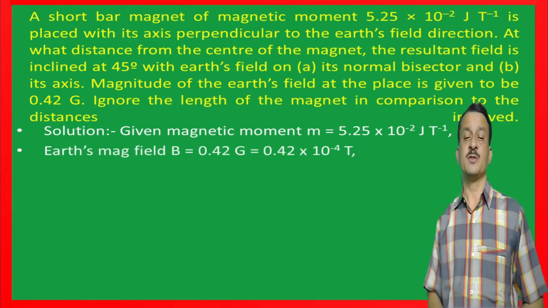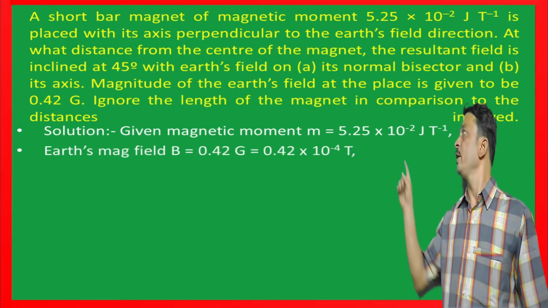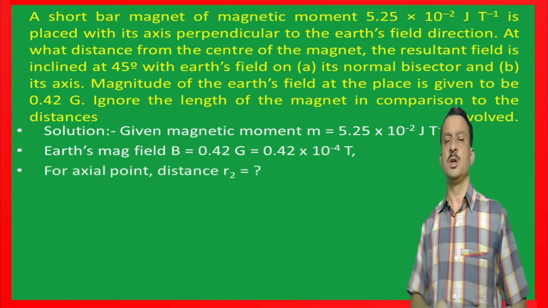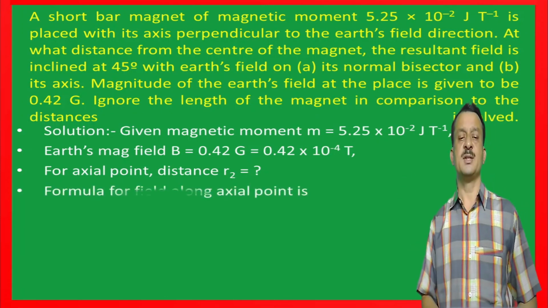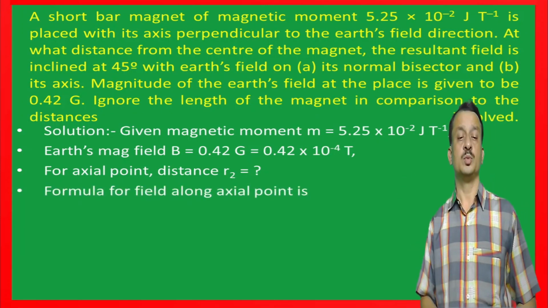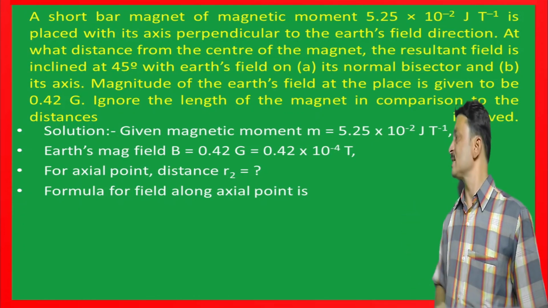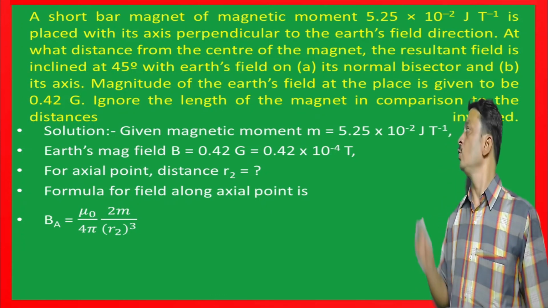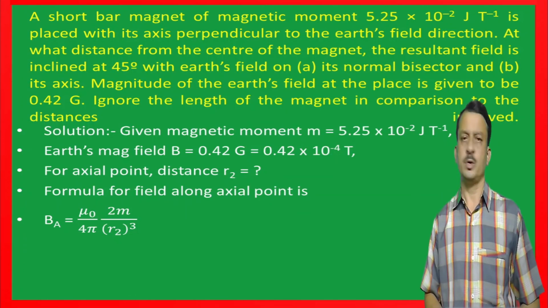Now the expression for field along the axial point is mu naught divided by 4 pi 2m divided by R2 cube. Now substitute the values carefully, simplifying for R2. Now R2 cube I am getting 250 into 10 to the power of minus 6. Now taking the cube root, R2 is equal to 6.3 into 10 raised to minus 2 meter.